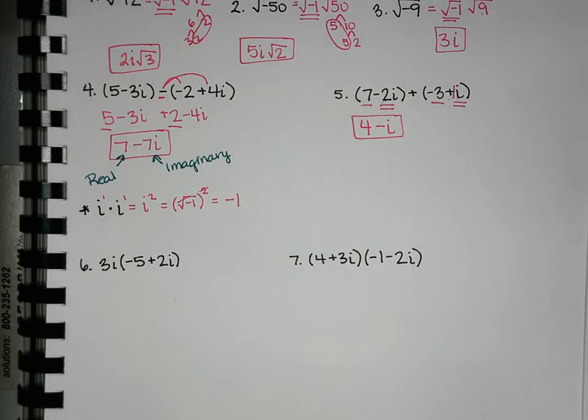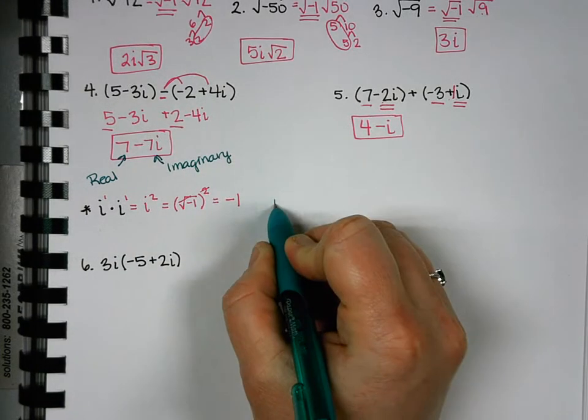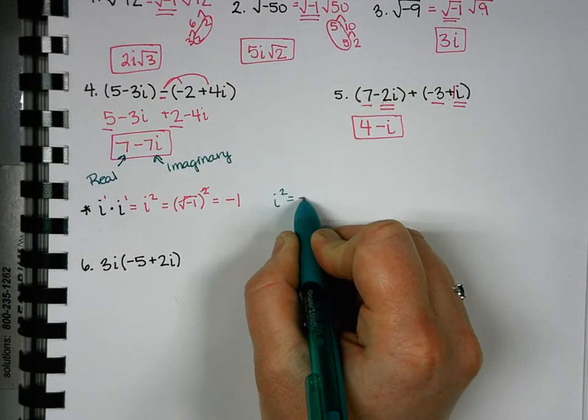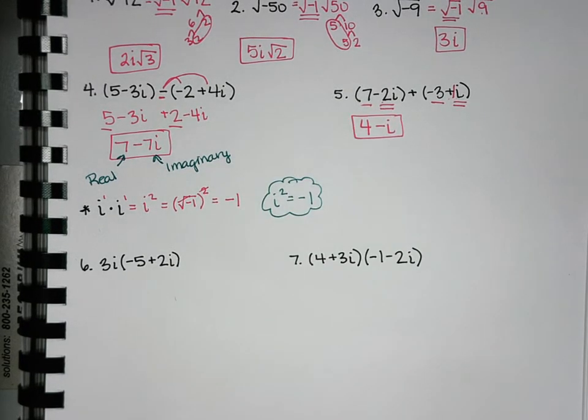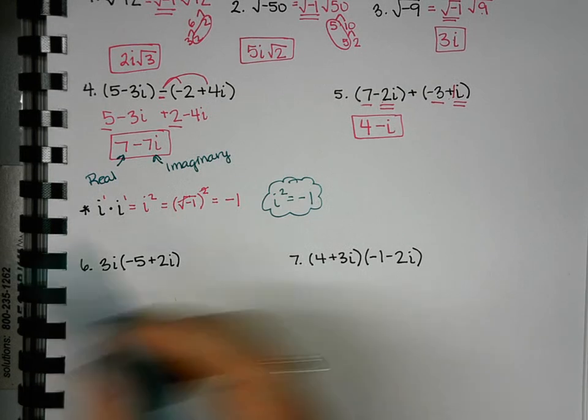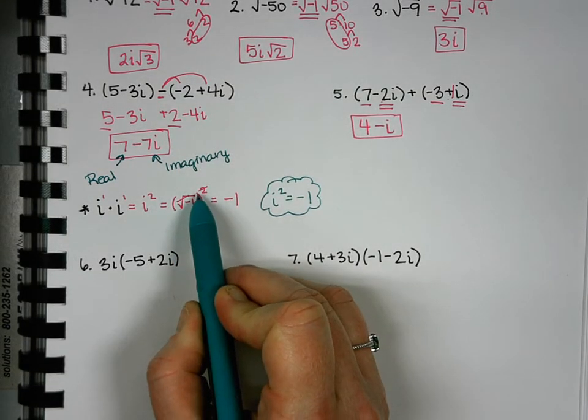All right, so one of the things that we are going to use is that i squared will equal -1, because if you take the square root of -1 and square it, the squared and the square root cancel out, giving you -1.